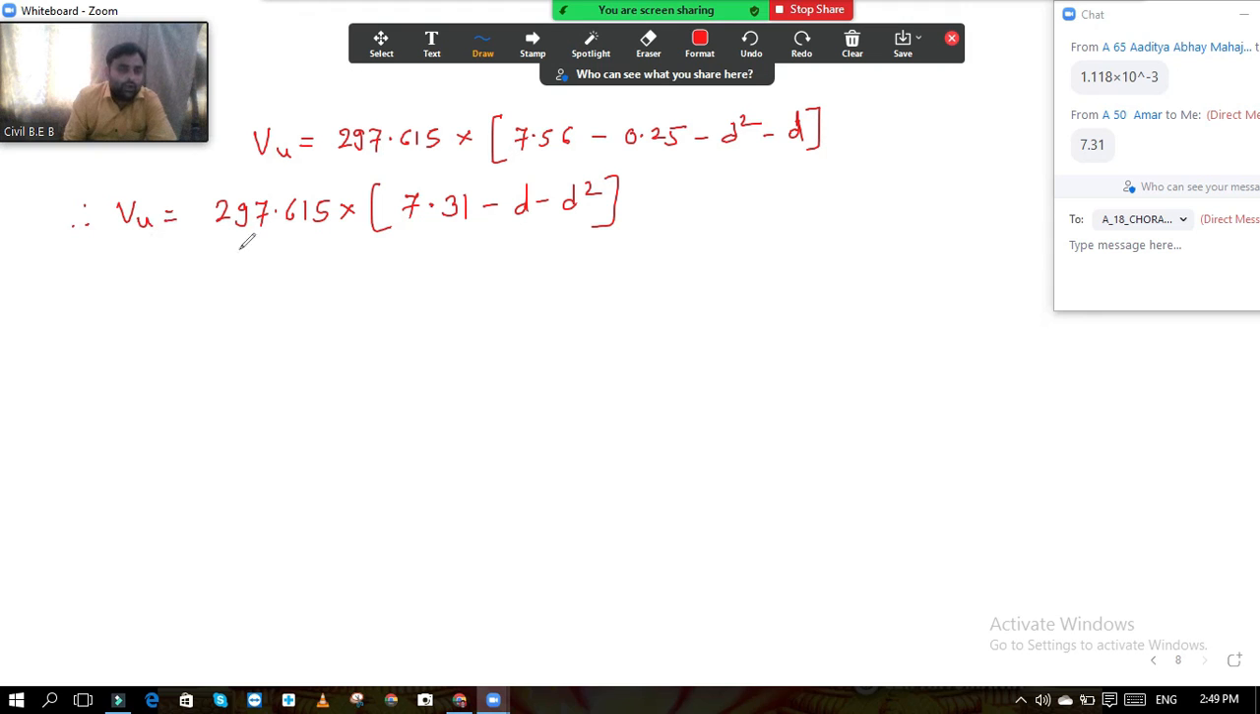So you have to multiply this by 297.61 inside the bracket. Therefore VU is equal to 297.615 multiplied by 7.31. What is the calculation? Let me know the answer fast. Now multiply this term inside the bracket. What is the answer?